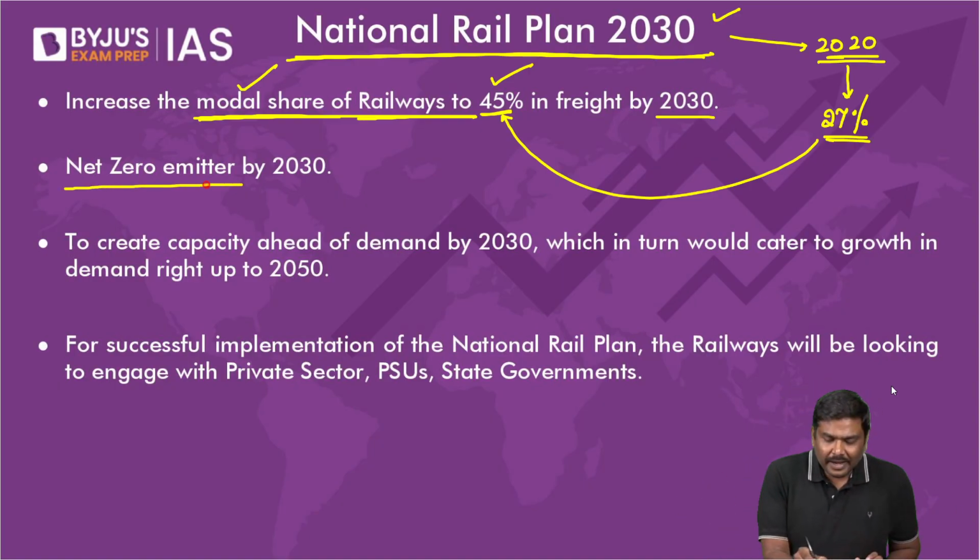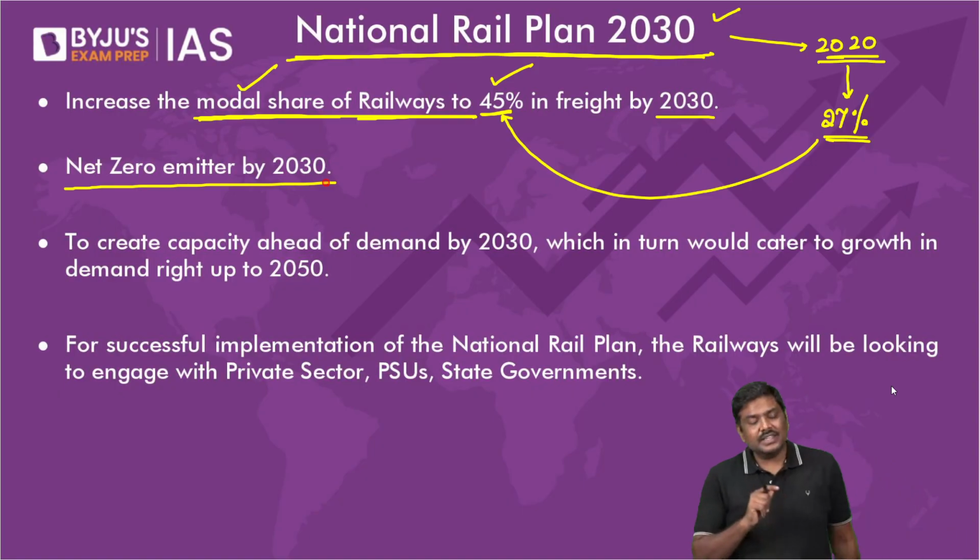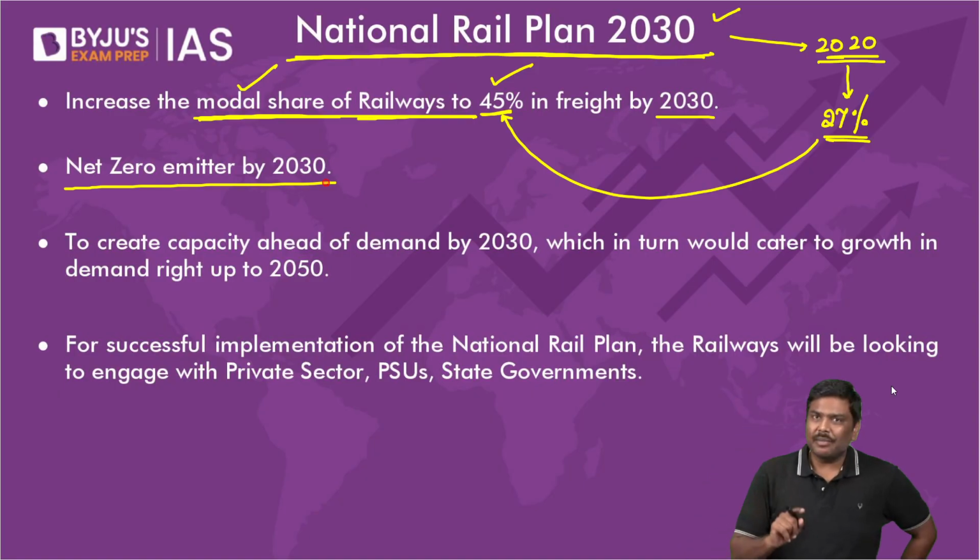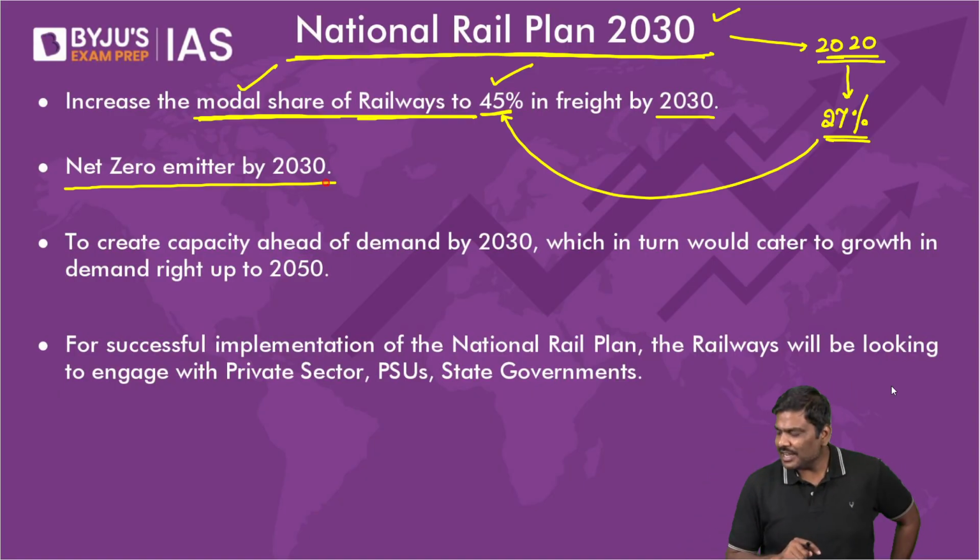Second, Indian Railways will become net zero emitter by 2030. This has become very famous now. Right? Indian Railways will become net zero emitter by 2030. Let me check. India will become net zero emitter as per the target of Government of India by which year? My dear current affairs. Those who are reading current affairs, let me check.